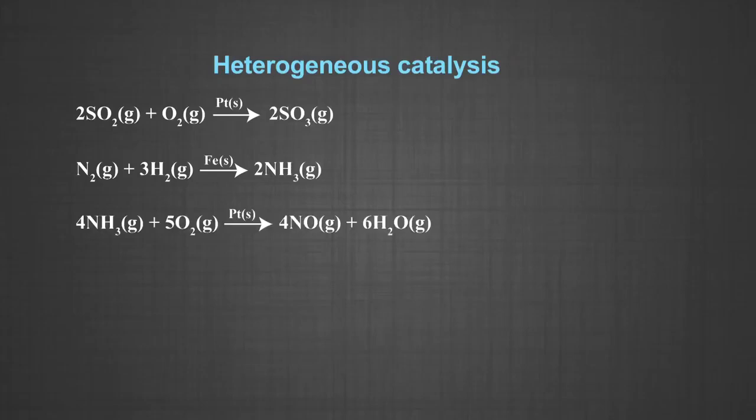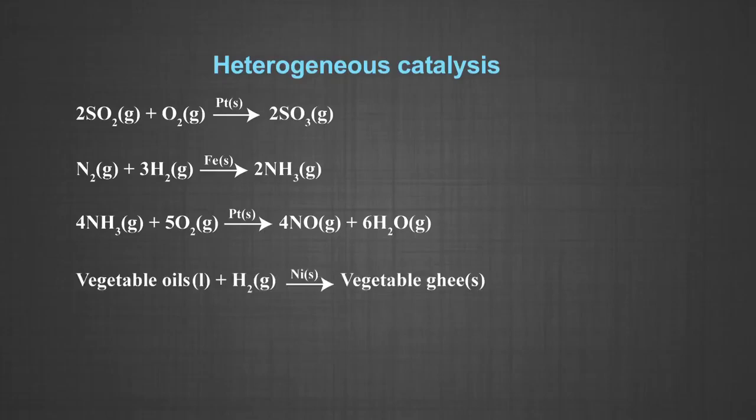Number 3, oxidation of ammonia into nitric oxide in presence of platinum gauze in Ostwald's process. As is clear from the equation, the reactants are in the gaseous state while the catalyst is in the solid state. Number 4, hydrogenation of vegetable oils in presence of finely divided nickel as catalyst.